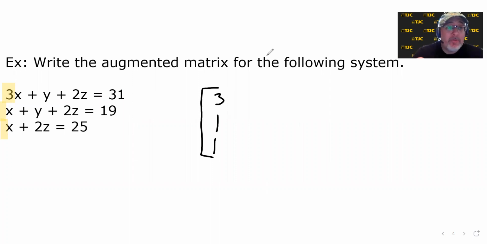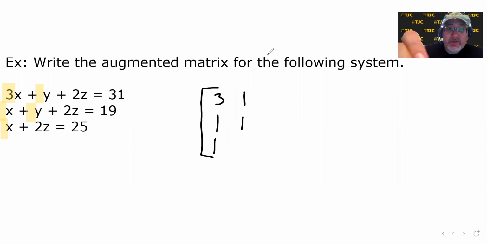Our second column would be the coefficients of the y's. So let's go find all the y's coefficients. And again, this y doesn't have a coefficient written in front of it, so it's assumed to be a 1, as is this y. So we're going to start off with a couple of 1s in the second column.